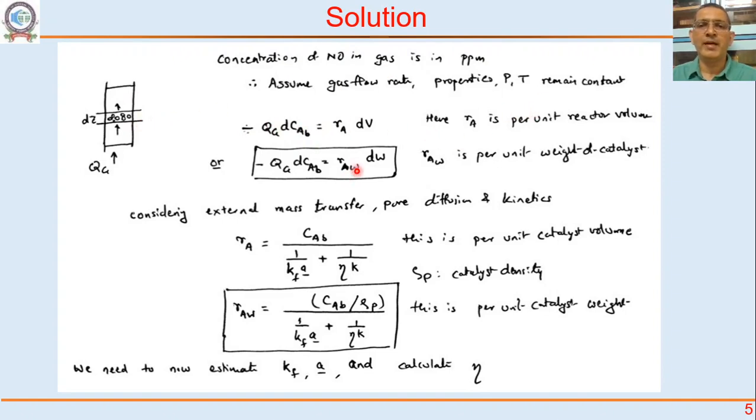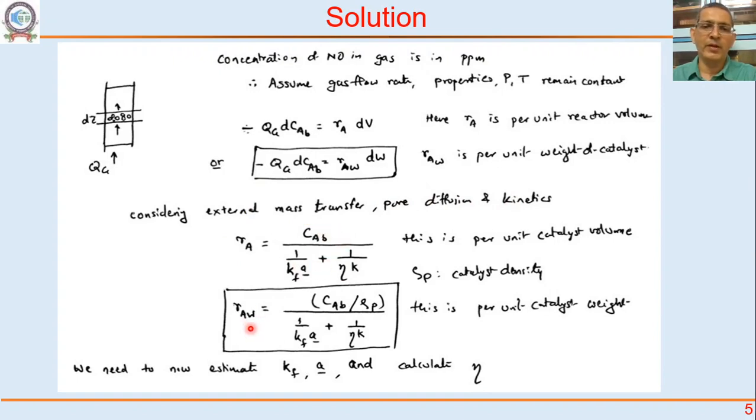Now if you define Ra in terms of per unit weight of catalyst, then we can write this balance: minus Qg dCAB would be equal to Ra into dV if Ra is in terms of per unit reactor volume, or dW if it is in terms of per unit weight of catalyst. You see how defining the rate differently allows you to calculate different things. Okay, so now if you consider external mass transfer as well as pore diffusion and kinetics, this is our rate expression we saw at the end of the previous lecture.